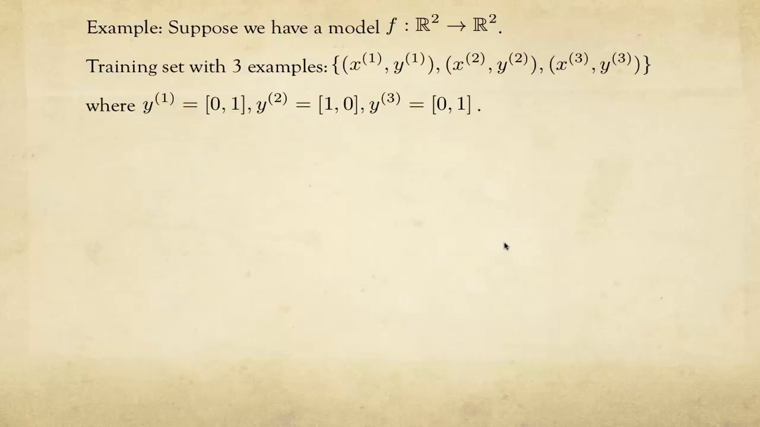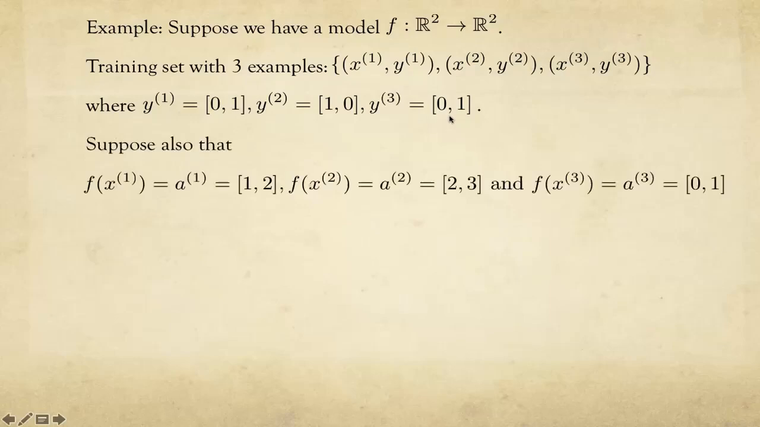So let's do an example. Suppose we have a simple model that maps from R2 to R2, and say we have 3 examples, x1, x2, x3, and then the corresponding labels. So let's just say that the label y1 is (0, 1), y2 is (1, 0), y3 is also (0, 1). These are the one-hot encoding labels.